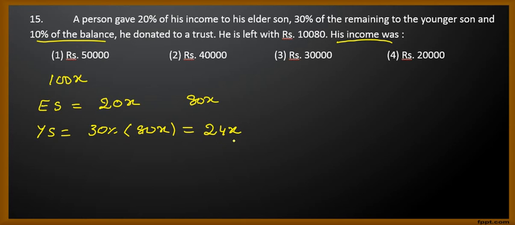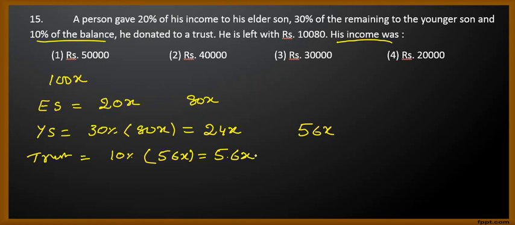So total how much is given so far? 44x. What will be the leftover? 56x. As of now, the leftover amount is 56x. How much is donated? For the trust, he gives 10% of the balance. What is the balance? 56x. How much is he giving? 5.6x. If you deduct 5.6x from 56x, what is the leftover? 50.4x.